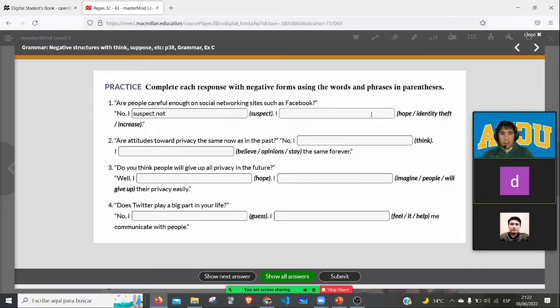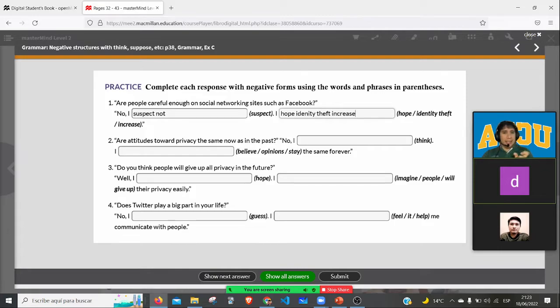I hope so. No, but you say, are people careful enough on social networking sites such as Facebook? Nope, I suspect not. I have to use hope: identity theft increase. Yo espero que el robo de identidad aumente. O es yo no espero que el robo de identidad... I hope that identity theft increase.